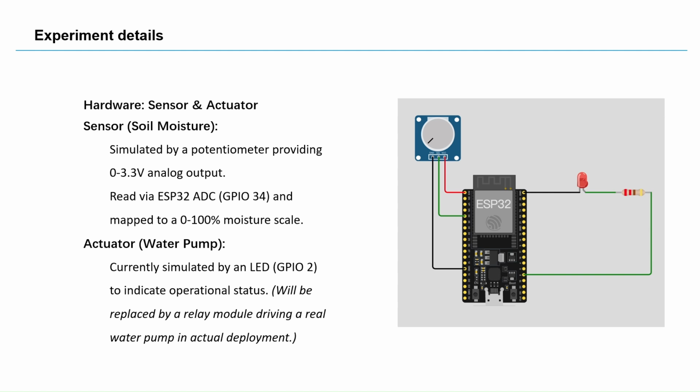For the soil moisture sensor, I used a potentiometer to simulate the sensor in the laboratory environment. It outputs a 0 to 3.3 volt analog signal, which is read by the ESP32 ADC on GPIO34. This value is then mapped linearly to a 0 to 100% moisture scale. The principle is electrically identical to a real soil moisture sensor. The only difference is the physical component.